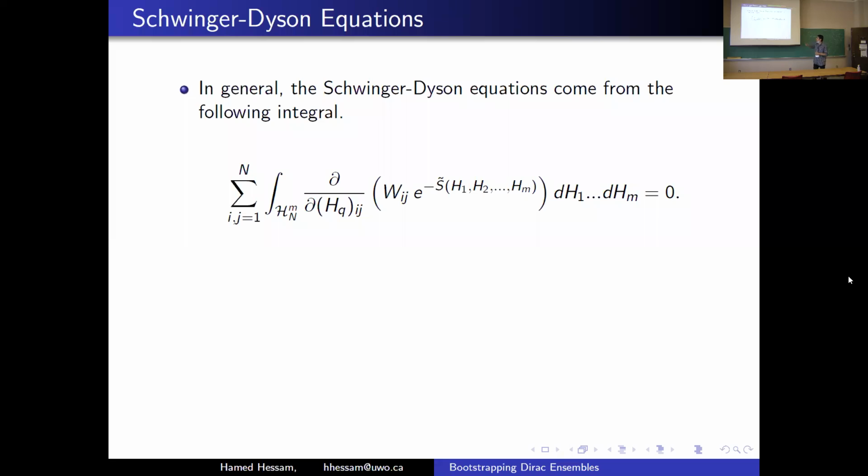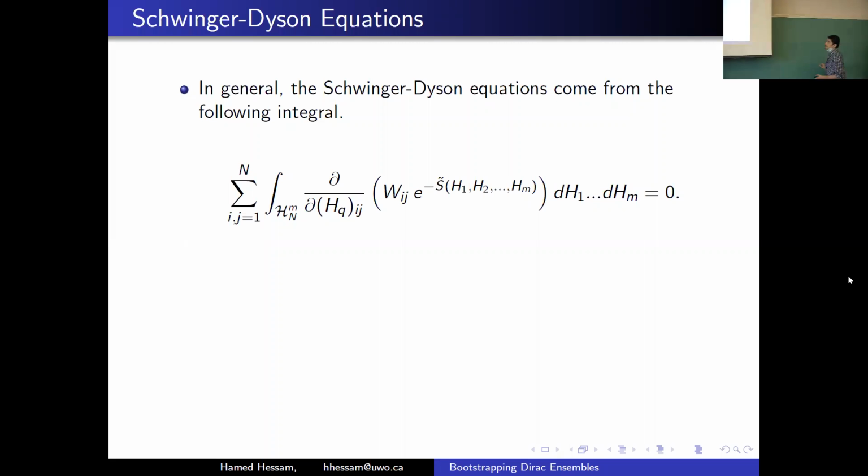In the general case, we have a multimatrix model. W is the word built from those matrices, and Wij is the ij entry of the matrix W built from those matrices. So let me calculate one Schwinger-Dyson equation in the single matrix model on the board.